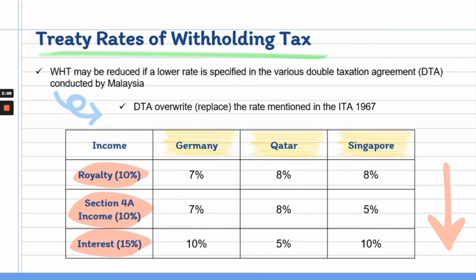So, for example, let's say Malaysia has a DTA with Germany, Qatar, and Singapore. The original rate of royalty will be 10%. It will be reduced to 7%, 8%, and also 8% in the respective countries due to the agreements made by both parties. The same goes for the other income stated here.